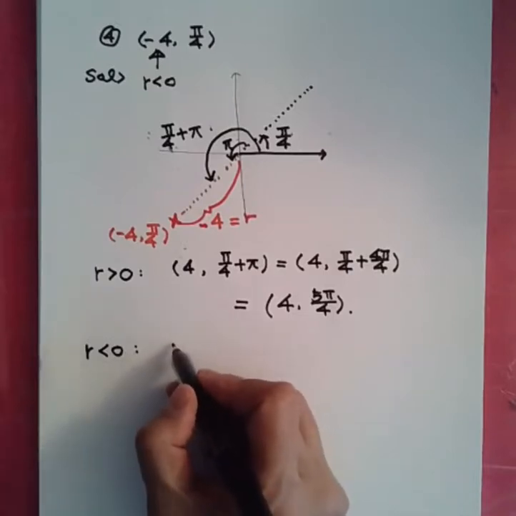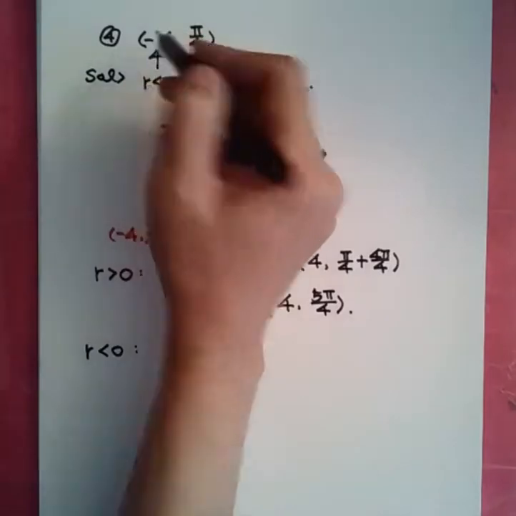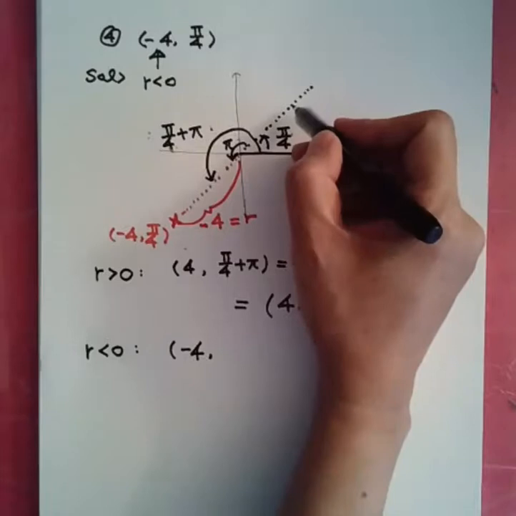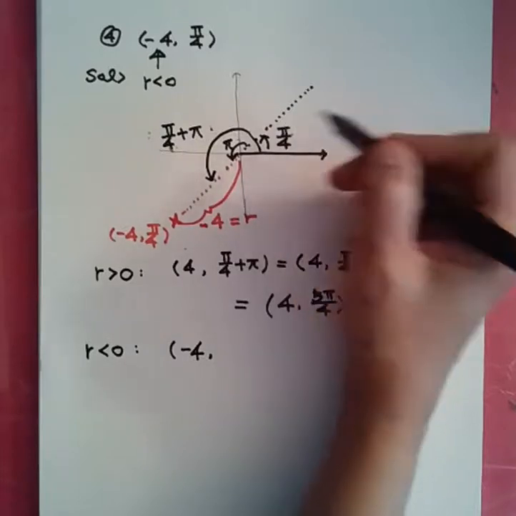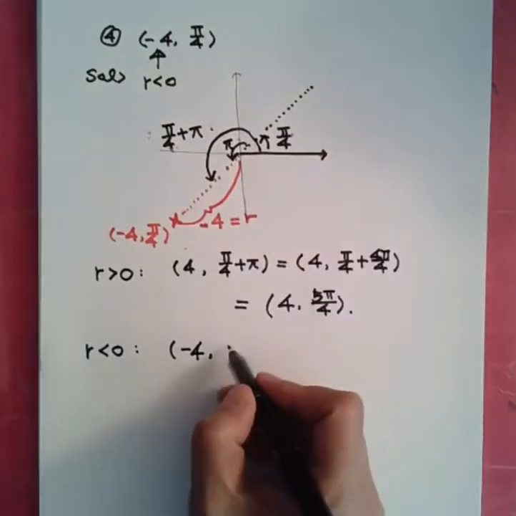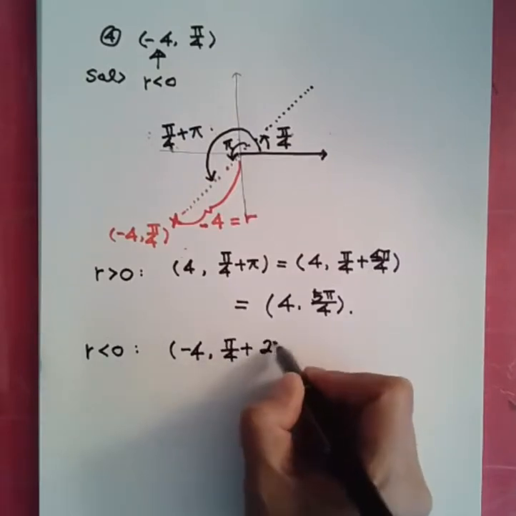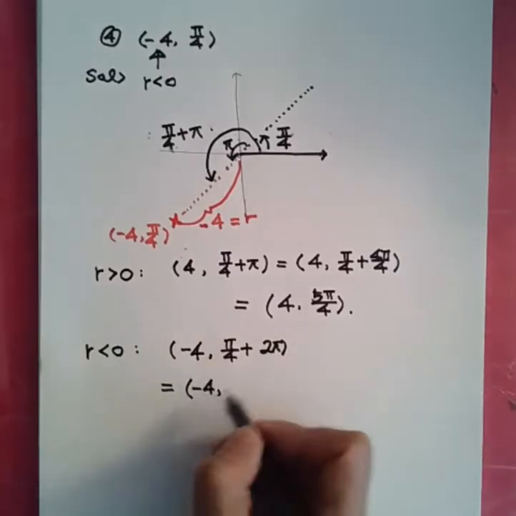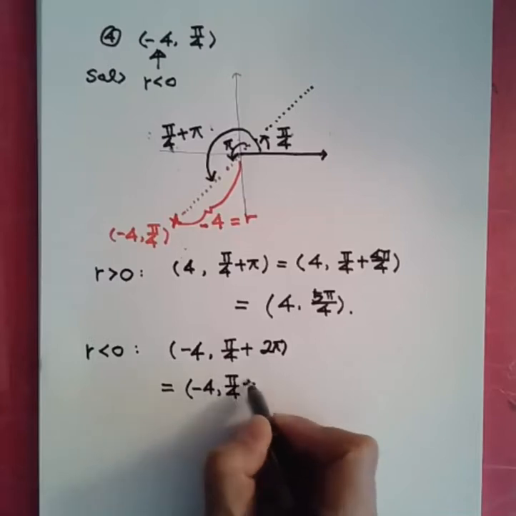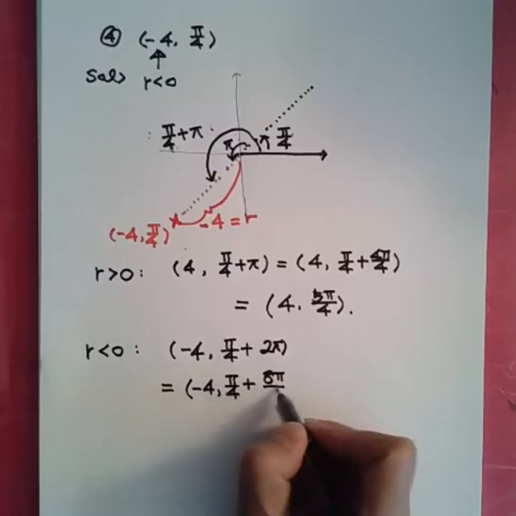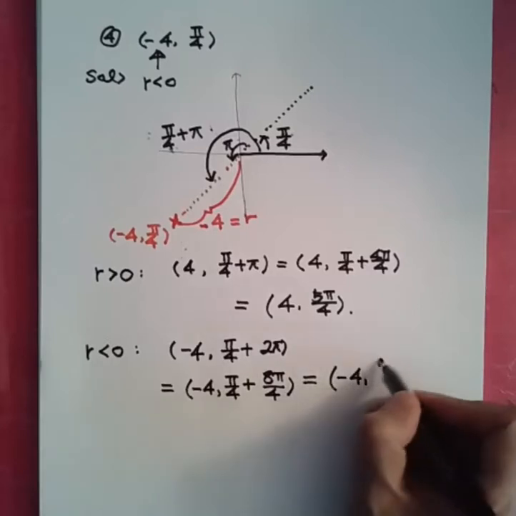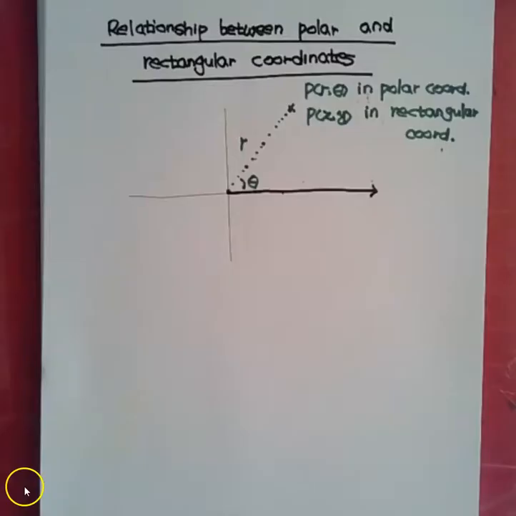If r is negative, then we copy it down here, and we think about the coterminal angle of pi over 4. So we add 2 pi, then it becomes minus 4 and pi over 4 plus 8 pi over 4. So that is minus 4 and 9 pi over 4.